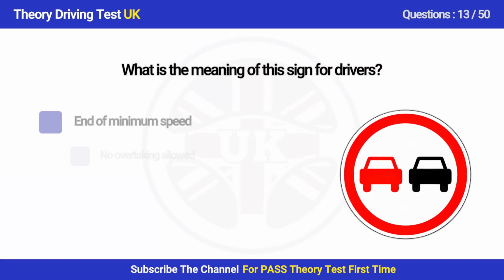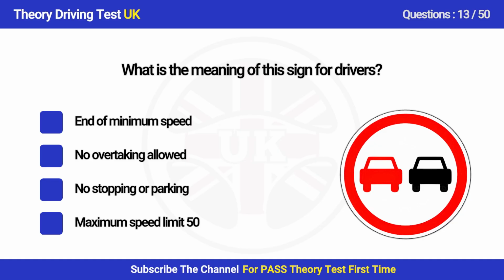Question 13. What is the meaning of this sign for drivers? A. End of minimum speed. B. No overtaking allowed. C. No stopping or parking. D. Maximum speed limit 50.